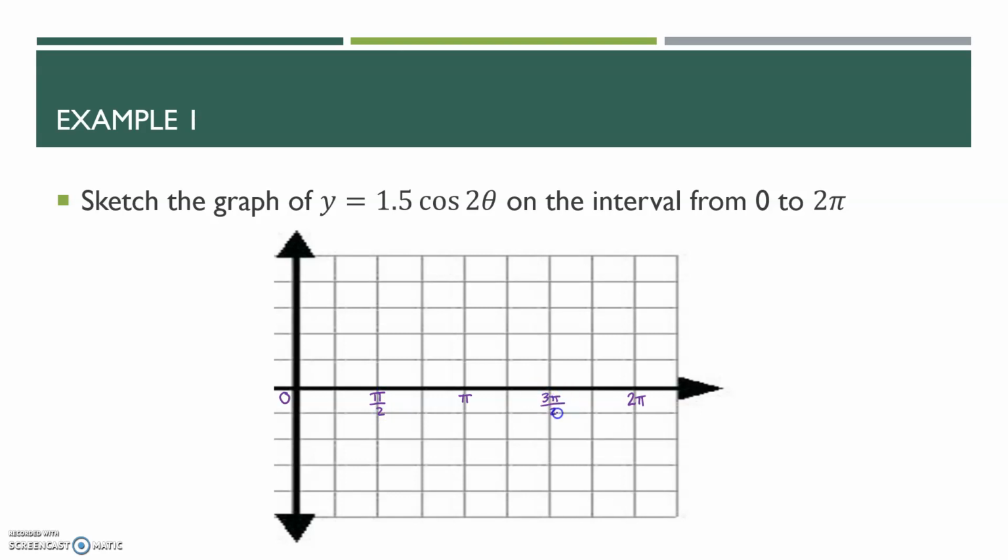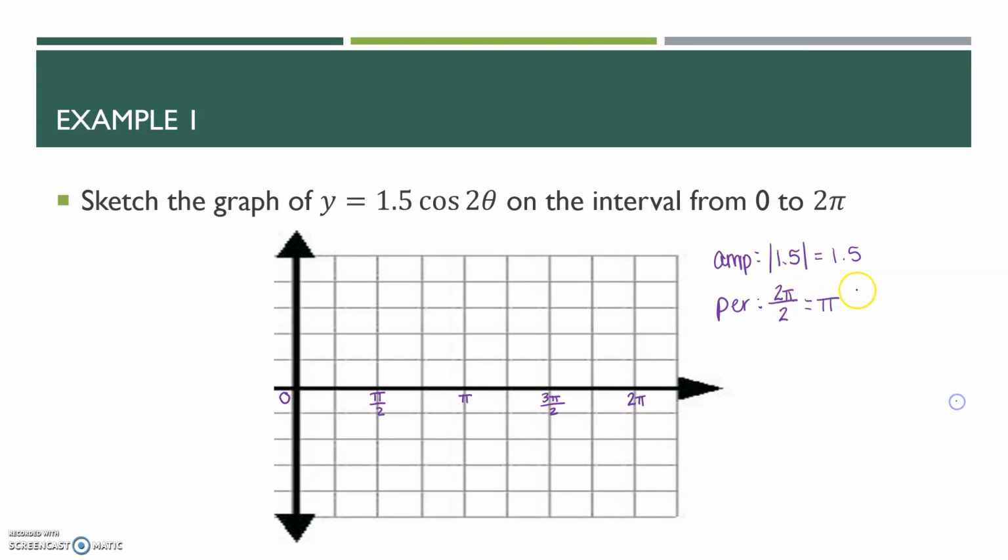By the end of this, labeling these should feel very natural. So we're going to have the amplitude is going to be the absolute value of 1.5, which is just 1.5. And the period is going to be 2 pi over b, which is 2. Well, the 2's cancel out, and so we just get pi.